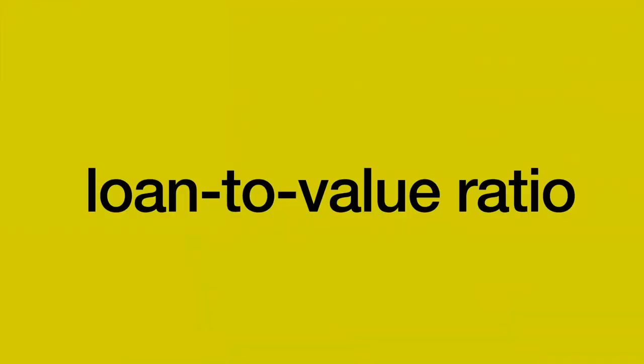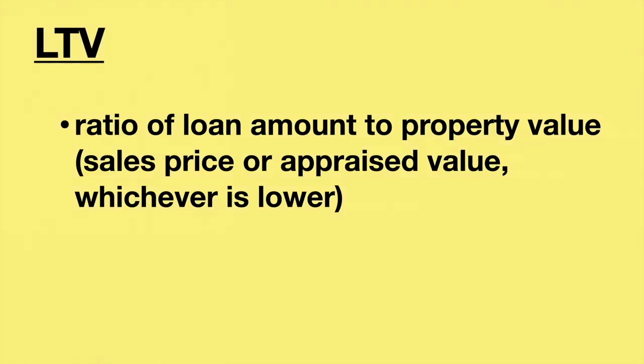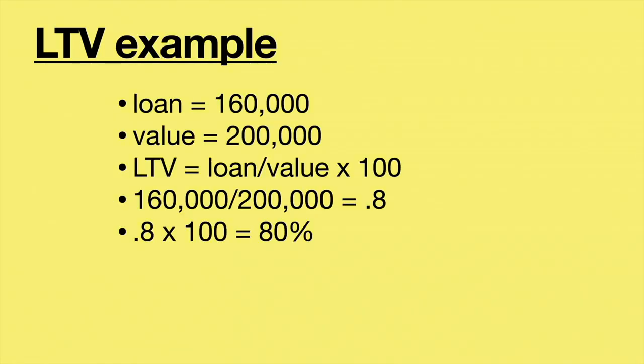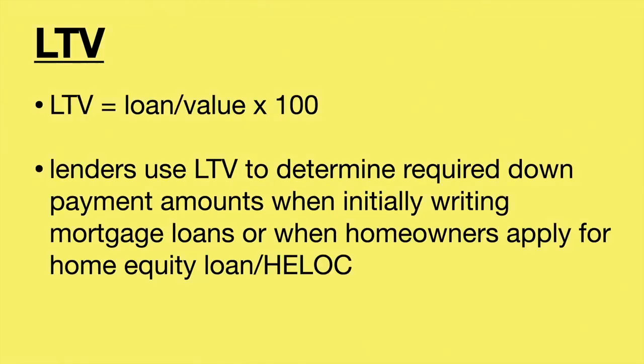Loan to value ratio. The LTV is the ratio of the loan amount to the property value, sales price, or appraised value, whichever is lower. For example, a $160,000 loan on a $200,000 home has an LTV of 80%. $160,000 divided by $200,000 equals 0.8 or 80%. LTV equals loan amount divided by value times 100. Lenders use LTV to determine required down payment amounts when initially writing mortgage loans or when homeowners apply for a home equity loan or a home equity line of credit.